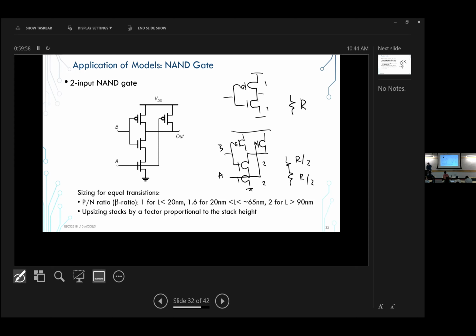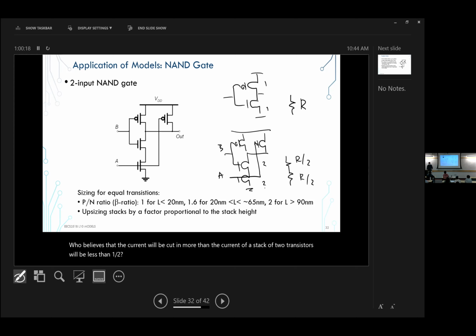Come on, more than half. Who believes it's going to be cut in half? Stacking two transistors will cut their current in half. Nobody believes that. Who believes that the current will be cut in more? The current of a stack of two transistors will be less than one half. Few of you believe that?